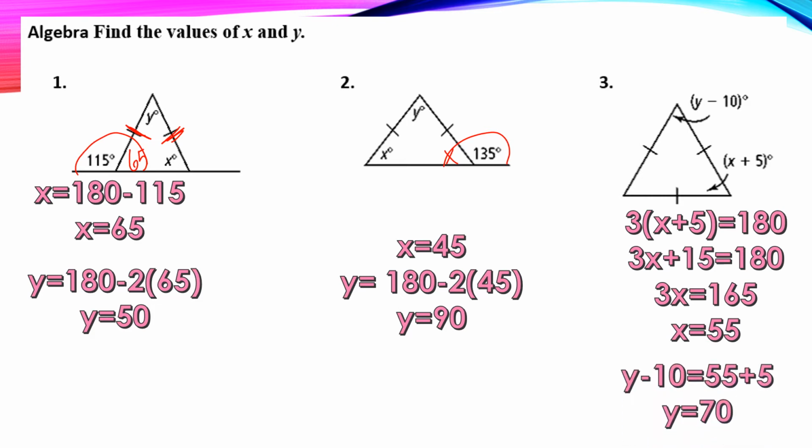And I know that x is 55, so 55 plus 5 is 60. Then if I add 10 to both sides, I end up getting y equals 70.